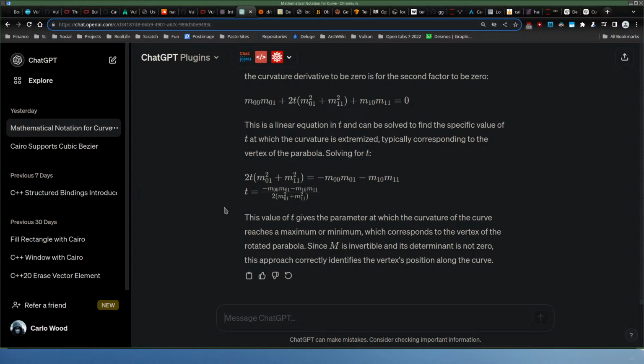T is this. Looks about right. Yep. To verify this in the unrotated case where x0 equals the vertex, both m10 and m01 are 0, so that this is 0 minus 0 divided by m11 squared. So t is 0, and that's correct. Yes.